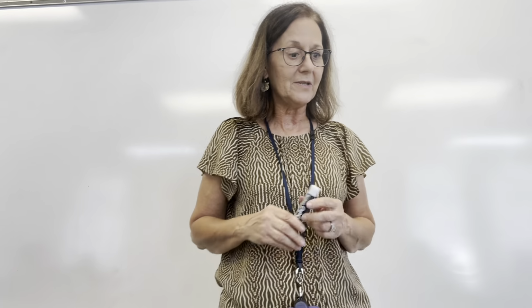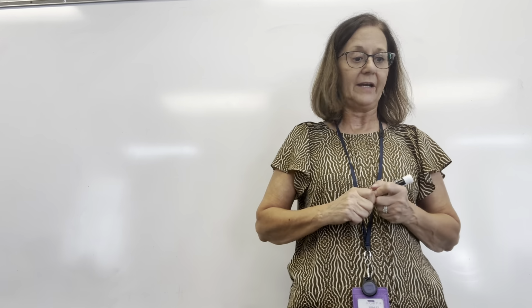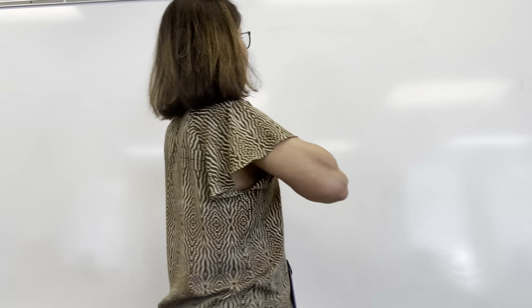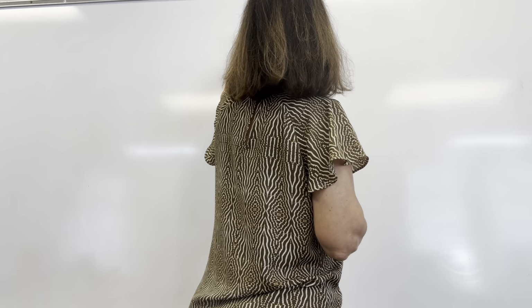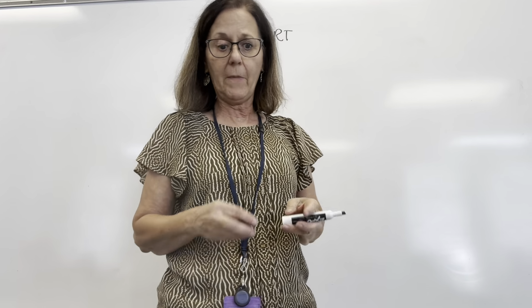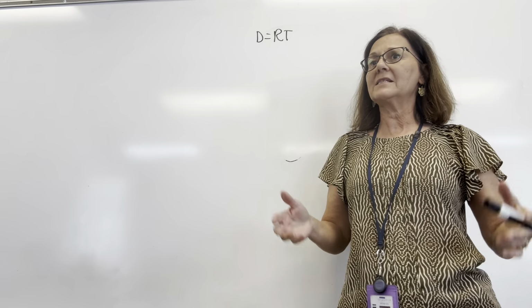All right, this is Algebra 2, Lesson 29 on page 131. Uniform motion problems. That is distance equals rate times time. That's the uniform motion problems. Uniform means the rate doesn't change.